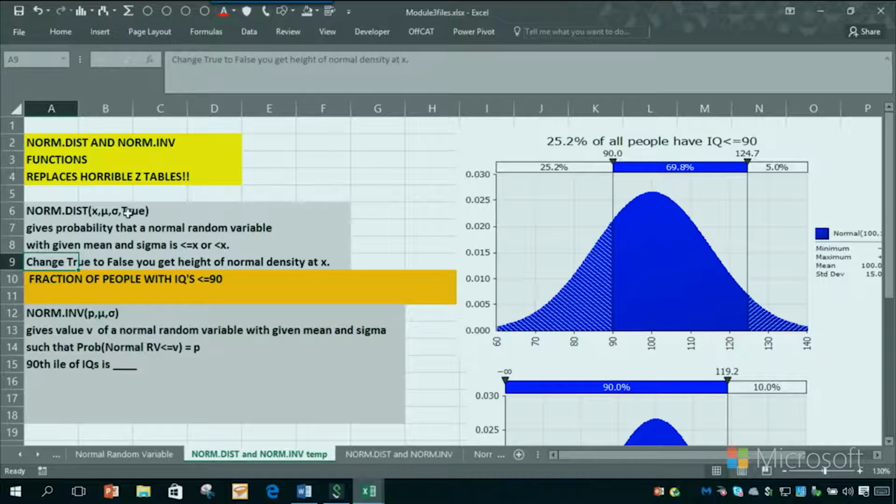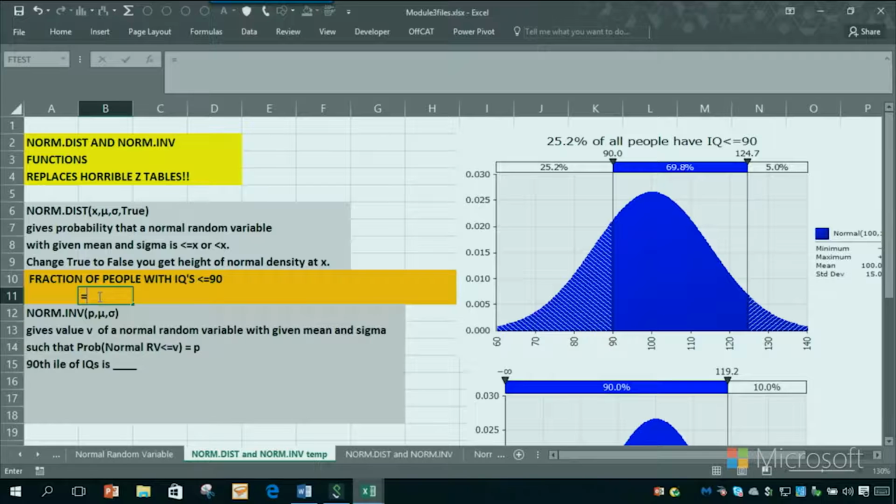Now, you could change TRUE to FALSE here, but we'll not do that in this course. But if you change TRUE to FALSE, you get the height of the normal density if you're interested in that. But make sure you put the word TRUE in there. You get the probability a normal random variable is less than or equal to x. So as an example, what's the fraction of people with IQs less than or equal to 90? We'll do some more complex examples in the next video.